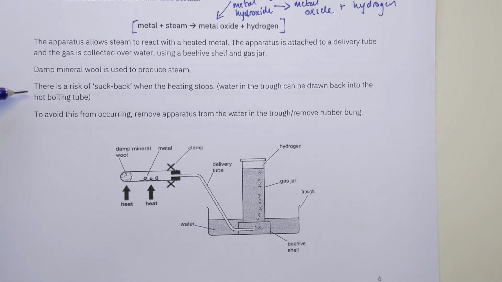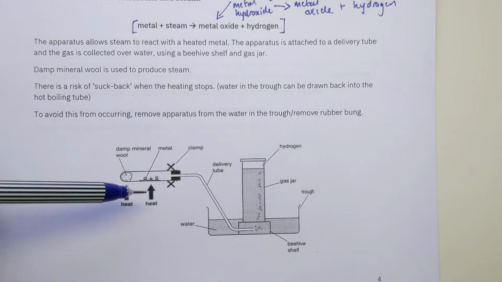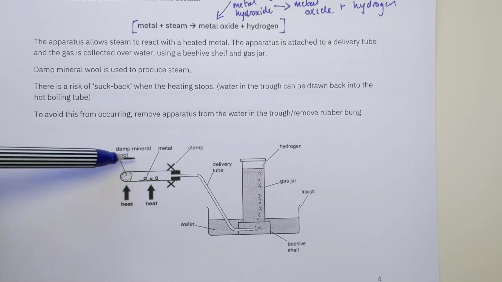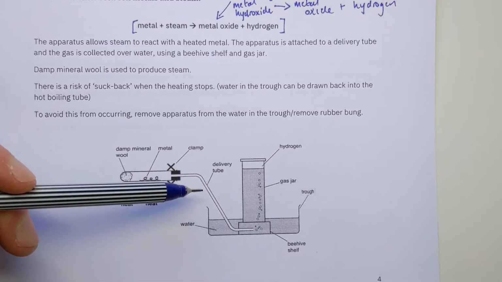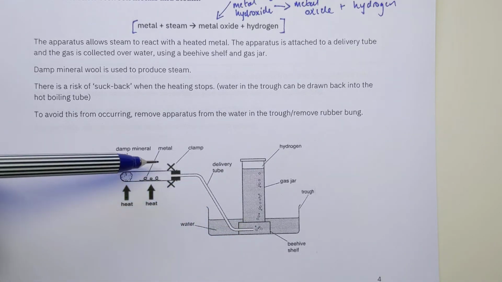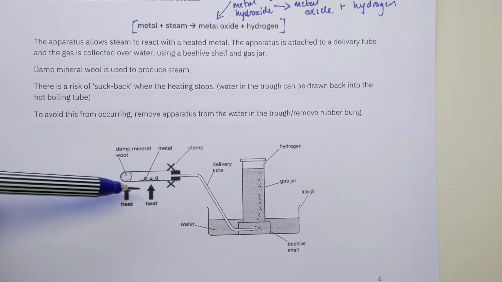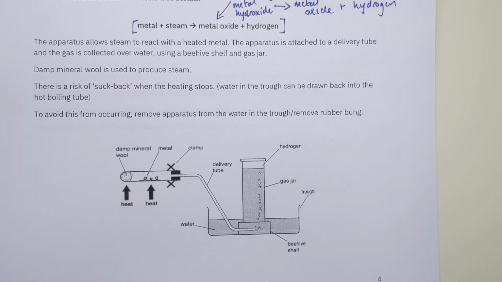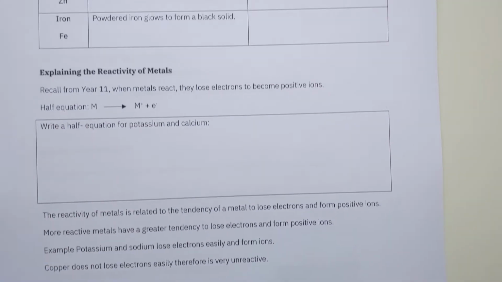There's a little technical point here, it's not too important, but there's a risk of suckback when the heating stops. So if you aren't very careful, if you just heat it, it reacts, and you just take the heat away, as this part of the apparatus cools down, it actually can contract and suck water through the delivery tube back into this boiling tube, which isn't great because you've got cold liquid going onto a hot boiling tube. It can cause it to shatter. So you just have to try and pull the delivery tube out at the end of the experiment. Not a very important point. So that's the experimental point.